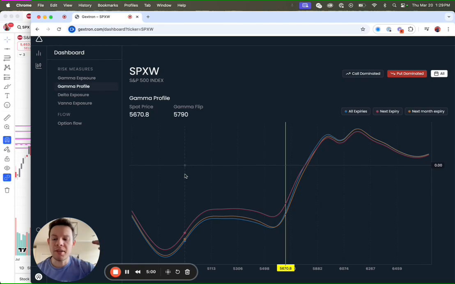If you're a day trader, this is the best moment for you to do what you do. But if you're a swing trader, these are the times where you want to avoid that. And that's what the gamma profile chart shows you.